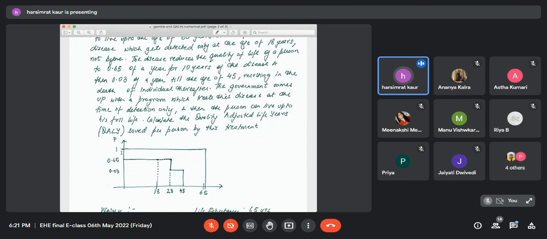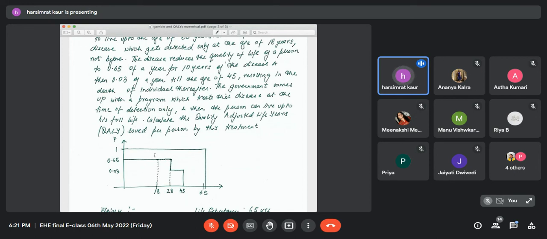Now we are saying the productivity falls to 0.65 when the disease is detected at the age of 18, and this will run throughout till the age of 28. Okay, for 10 years my life value is 0.65, but then at the age of 28, the life value is 0.03 for 17 years. So I think 45 minus 28 is 17. Please correct me if I'm wrong. Okay, so for 17 years, the value is 0.03.